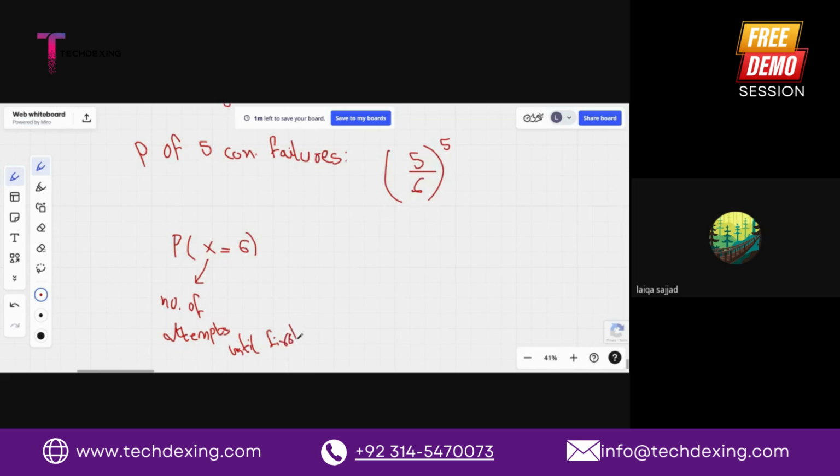Okay, so how will we do it? If you are given that x is equal to 6, it means that it took 6 attempts until she got the first success. It means that the first five must be the failures. So you write it as 5 divided by 6. You simply multiply the probabilities that you get on each event.